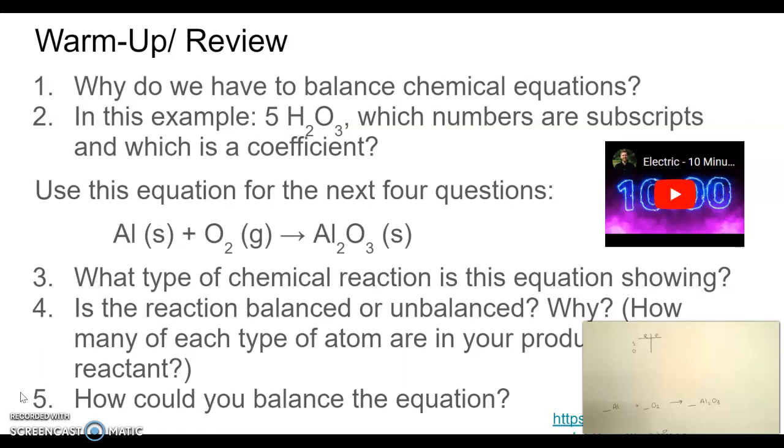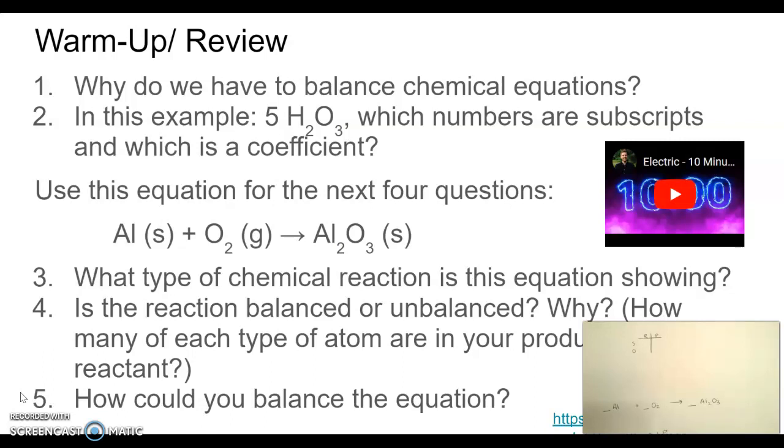For number 3, if we look at that equation, we can see that aluminum and oxygen are more independent on the reactant side, and then are smushed together, technical term there, in the product side, and they've made aluminum oxide. And so this is a synthesis, where we're taking pieces and putting them together. It's also a combustion, but for our class, we're focusing on the aspect of it being a synthesis.